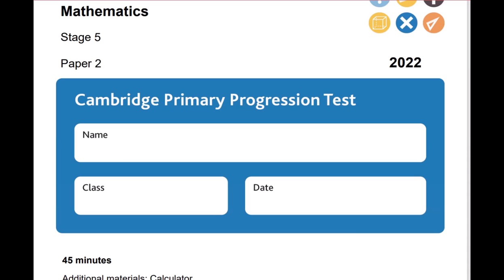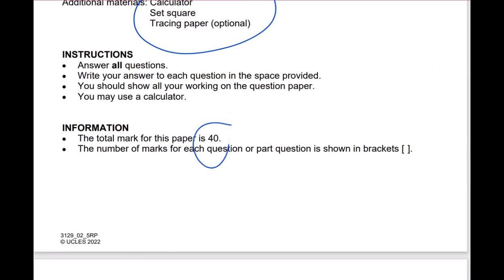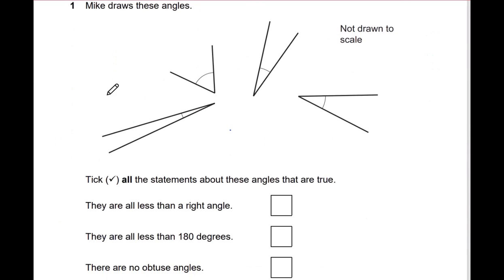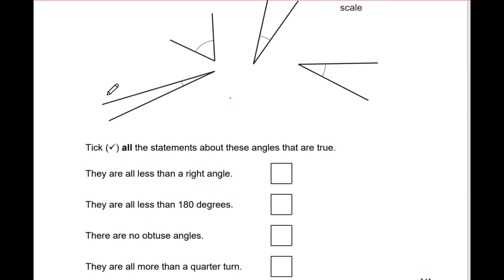Now let's get started. For today's discussion, I'm going to discuss mathematics stage 5, Paper 2, from the 2022 past paper. The total duration for this paper is 45 minutes, and you can use a calculator and set square. Total mark is 40. For each question there will be a pause for a few seconds so you can use it for finding your answer. This is a practical way to practice for tests for mathematics stage 5.